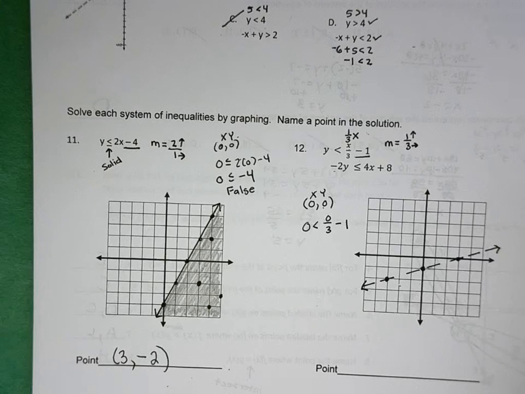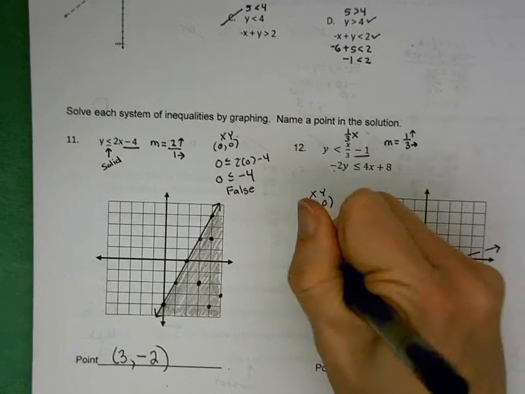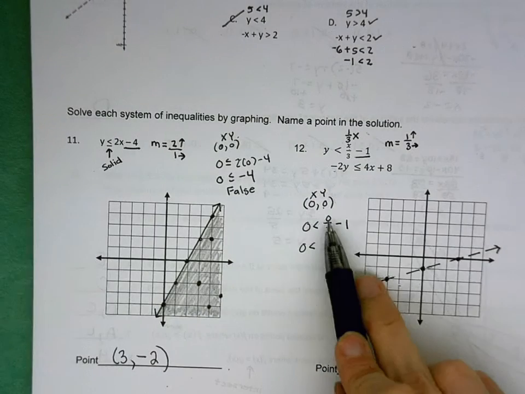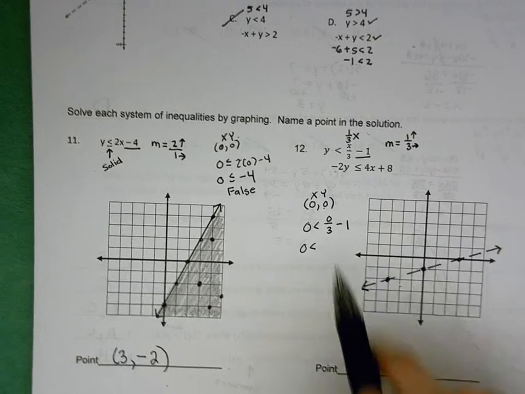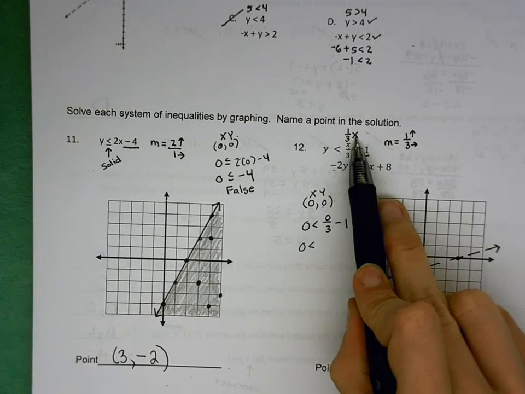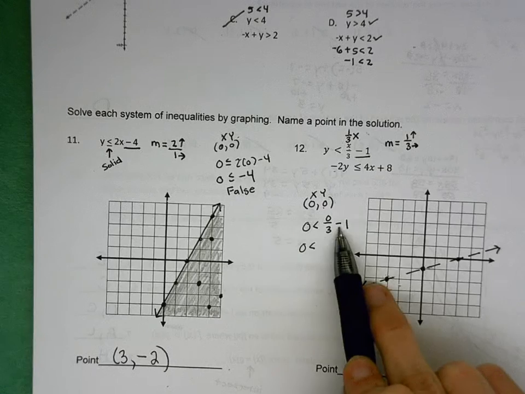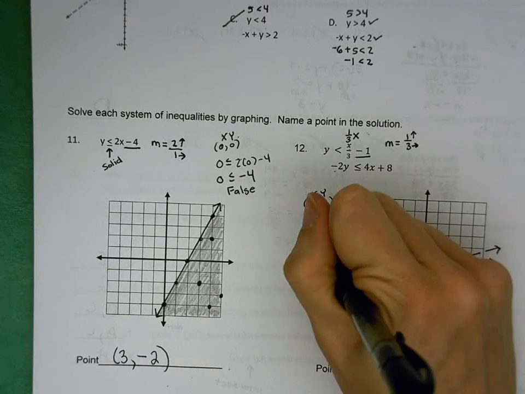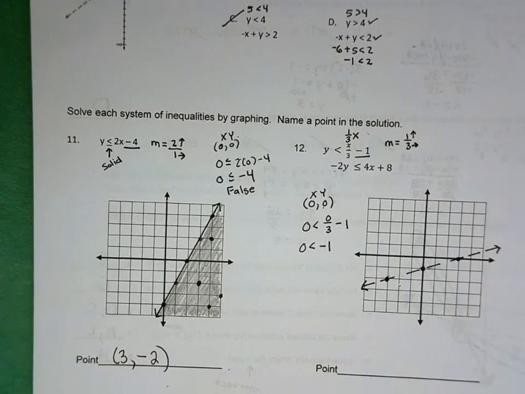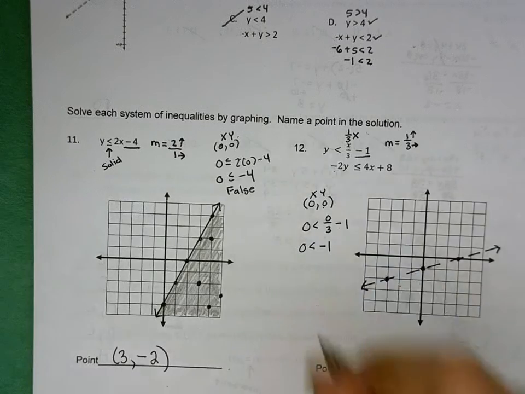So then we get 0 is less than 0 divided by 3, which is 0, or 1/3 times 0 if you had picked this one, which is 0. So we have 0 minus 1, which is -1. Is 0 less than -1? It is not. That is false.